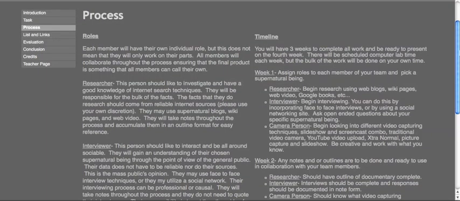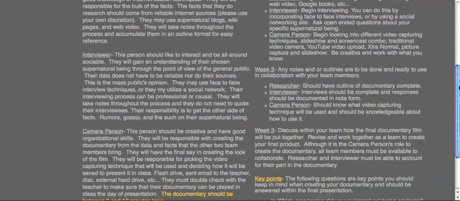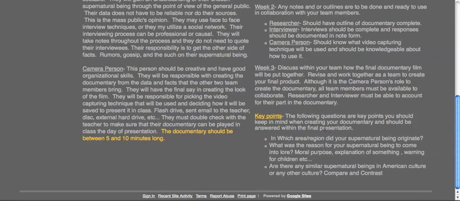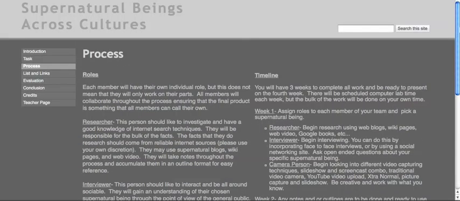The timeline, I did week one and broke it down to what each role is going to be doing that week. Same thing for week two. And in week three, they come together and collaborate. I highlighted the key points because these are the three points that they're going to be addressing in their documentary. They're going to be evaluated on that. So I highlighted it so they know it's of importance.